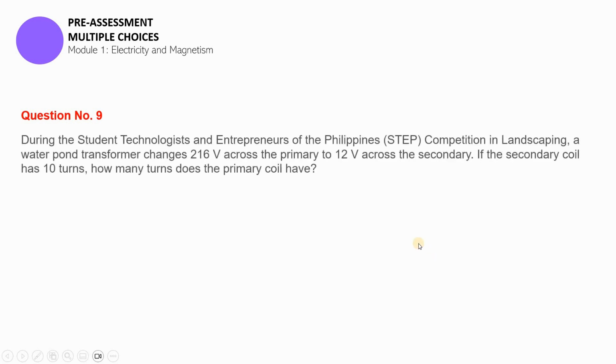Question number 9. During the Student Technologists and Entrepreneurs of the Philippines or STEP competition in landscaping, a water pond transformer changes 216 volts across the primary to 12 volts across the secondary. If the secondary coil has 10 turns, how many turns does the primary coil have? A. 10 turns. B. 18 turns. C. 180 turns. D. 228 turns. Pause this video if you need more time.